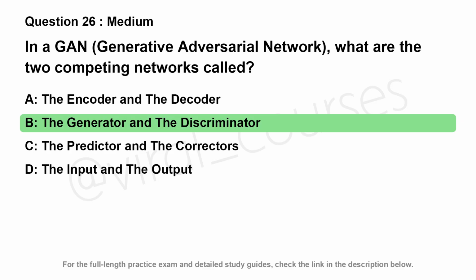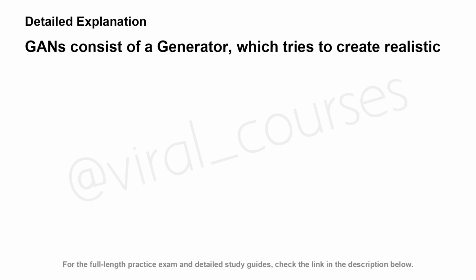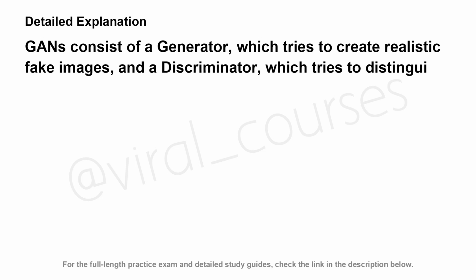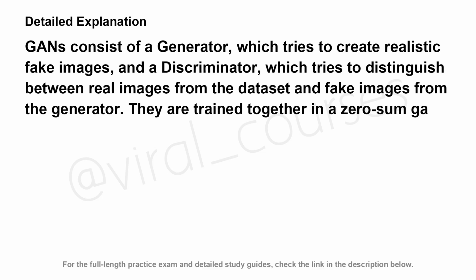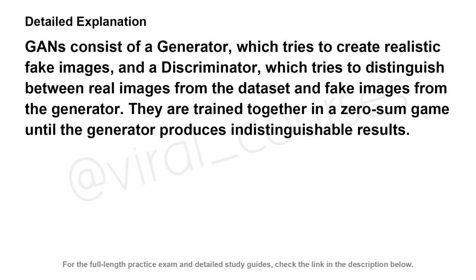The correct answer is B. GANs consist of a generator, which tries to create realistic fake images, and a discriminator, which tries to distinguish between real images from the dataset and fake images from the generator. They are trained together in a zero-sum game until the generator produces indistinguishable results.